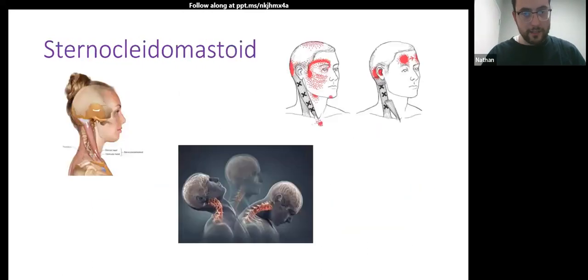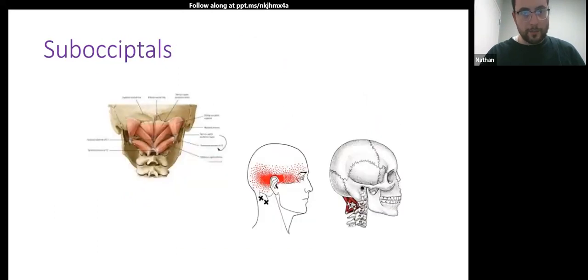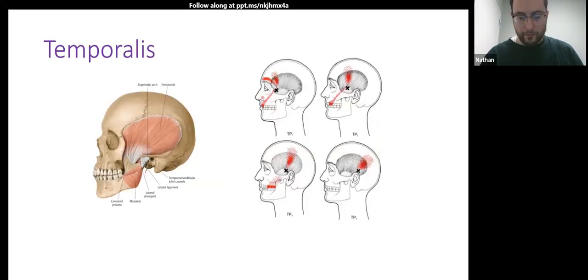Yeah, so I chose these ones, the trapezius, sternocleidomastoid, the suboccipitals, and the temporalis, because I think these are four common ones that have to do with headaches, especially chronic headaches where people have those trigger points in those muscles and those muscles aren't releasing.